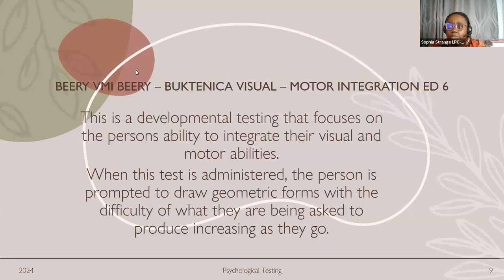So the next one we have is the BEERI. This is part of developmental testing, and the clue word for developmental is usually something that we automatically administer to a child.